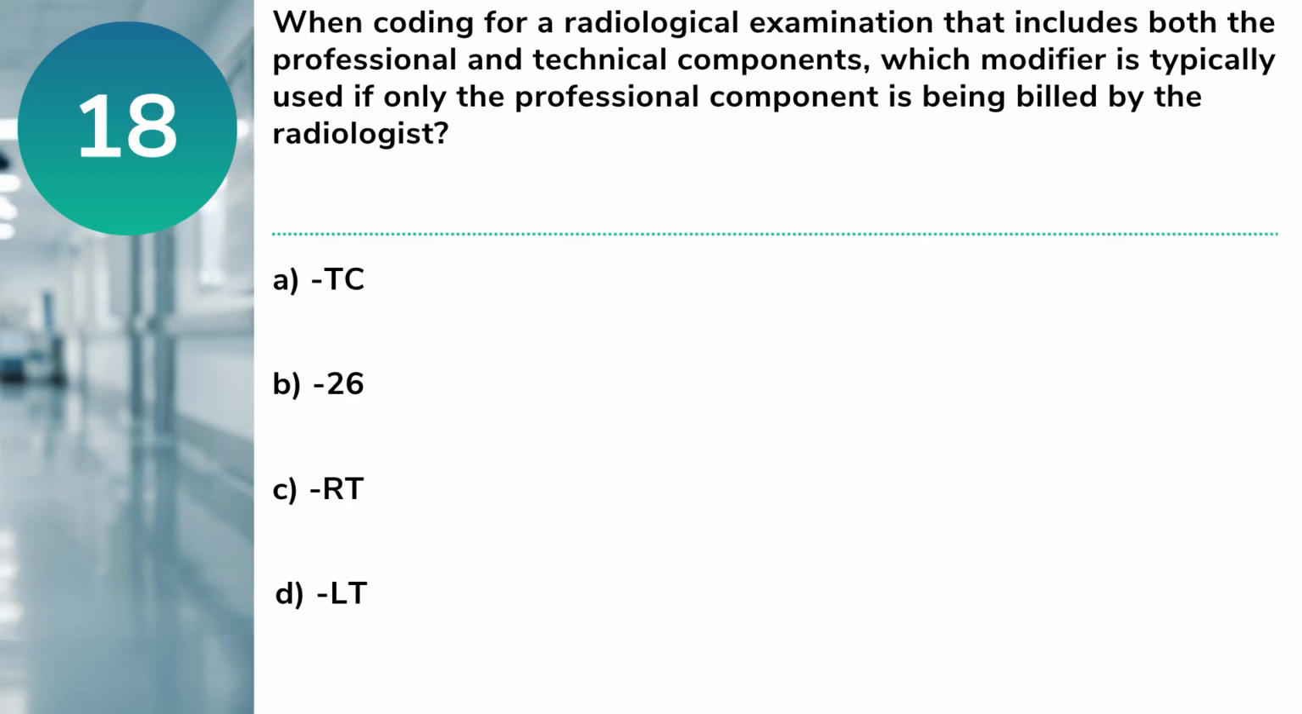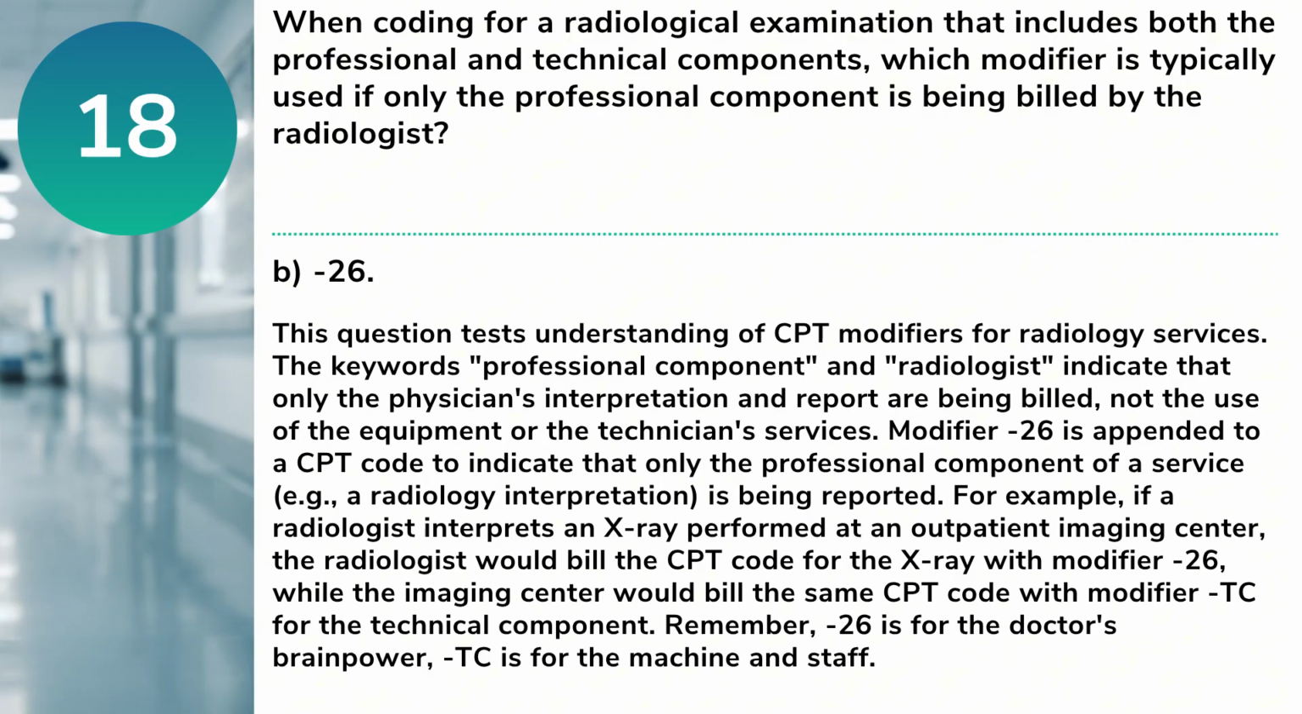Question 18. When coding for a radiological examination that includes both the professional and technical components, which modifier is typically used if only the professional component is being billed by the radiologist? A. TC. B. -26. C. RT. D. LT. Answer: B. -26. This question tests understanding of CPT modifiers for radiology services.